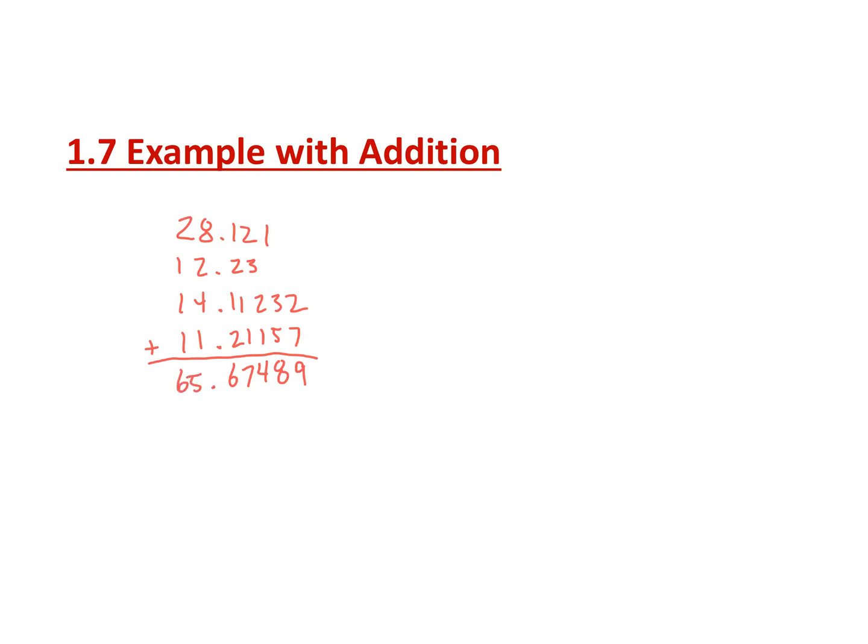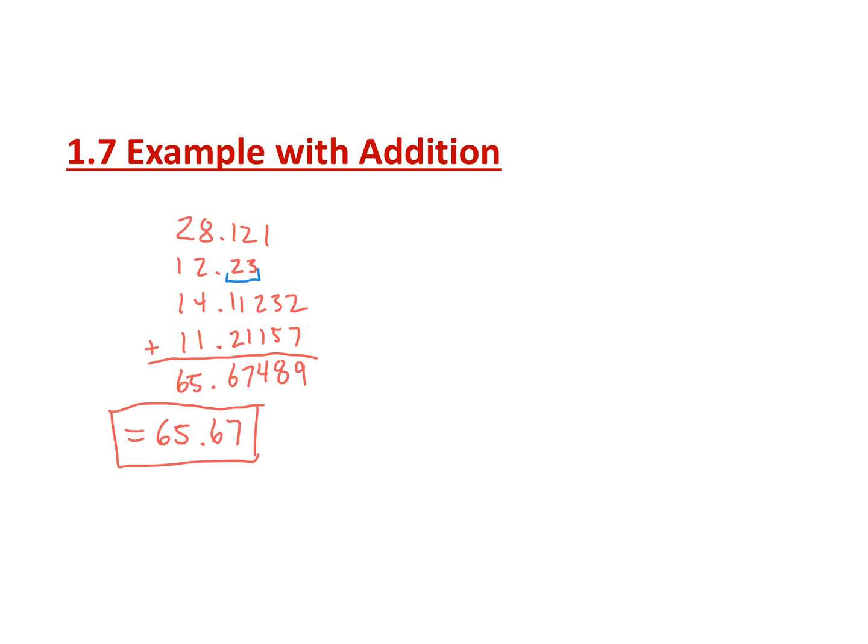So addition and subtraction, we want to look at the number with the fewest decimal places. And so we look over here and we see that I only have 2 decimal places in 12.23. So I should report my final answer to 2 decimal places. So I really should report this as 65.67 will be my final answer for this. I should report this to 2 decimal places.